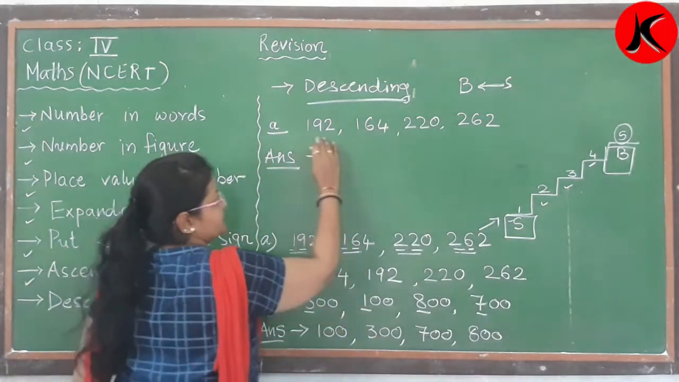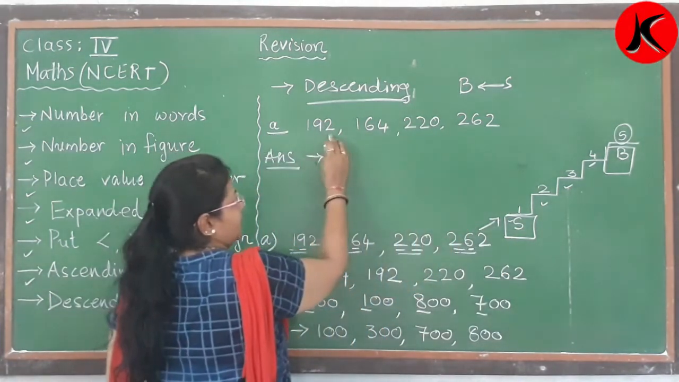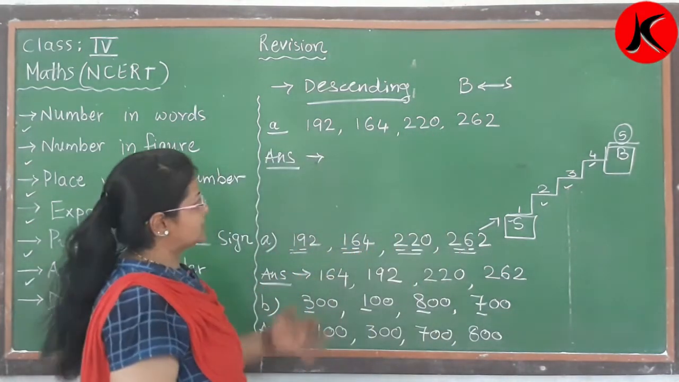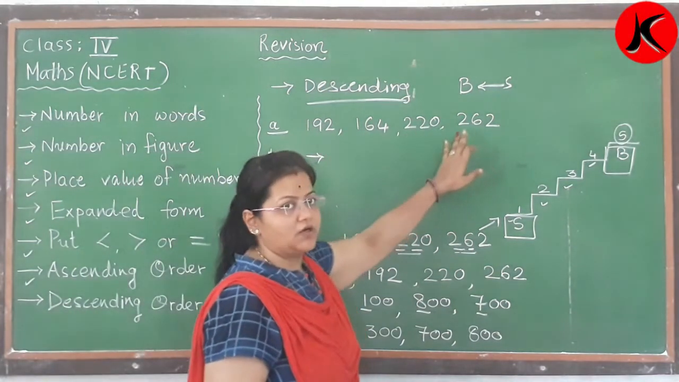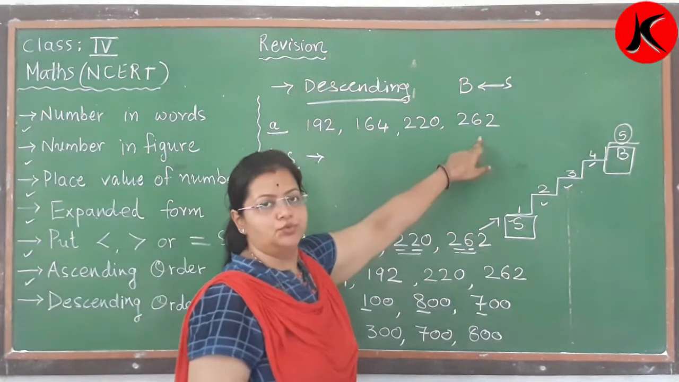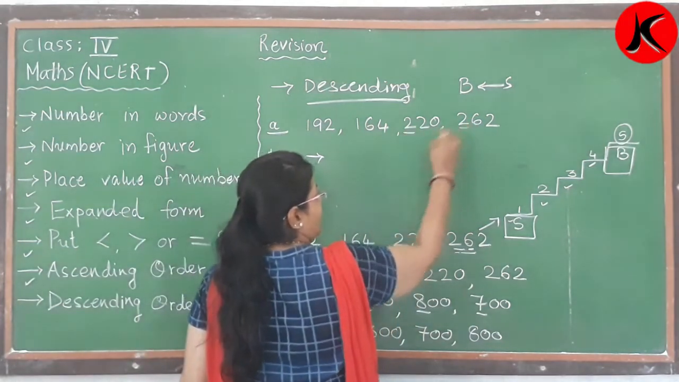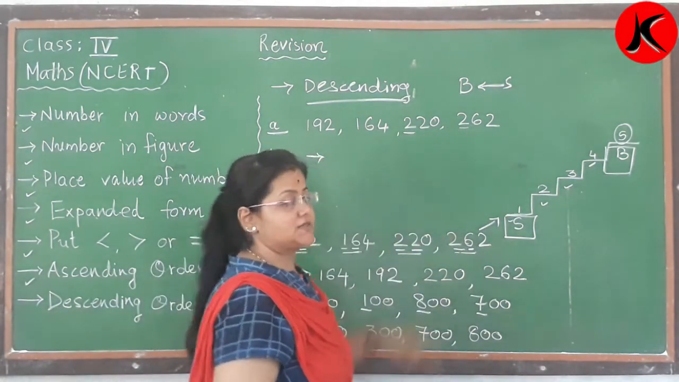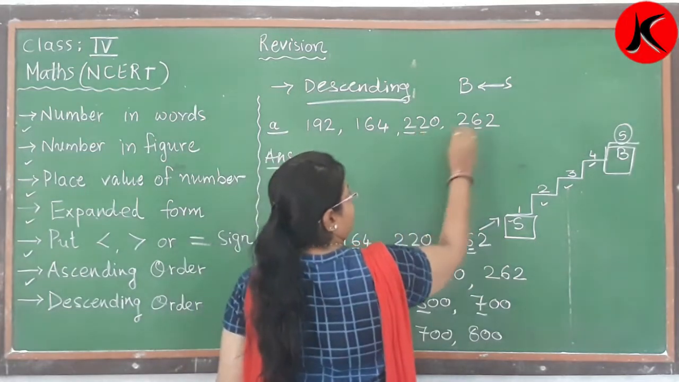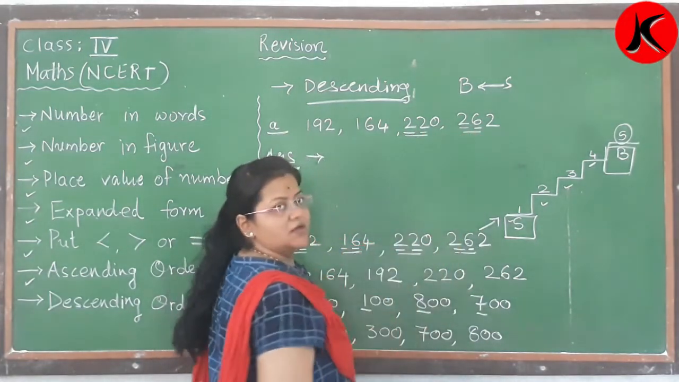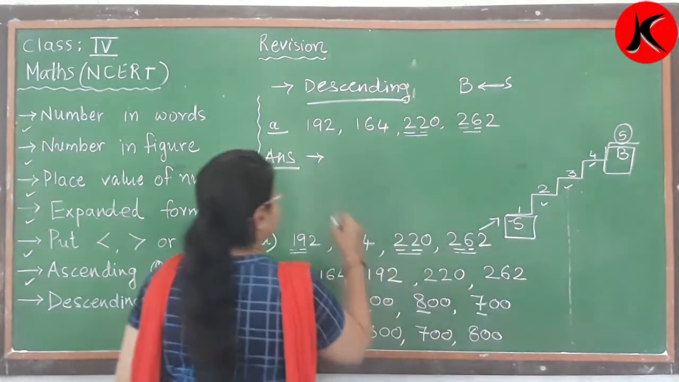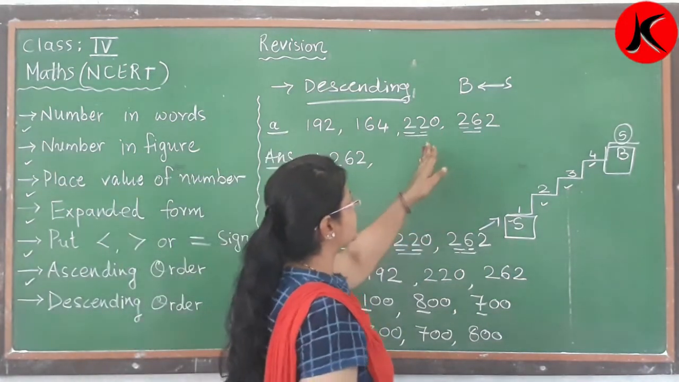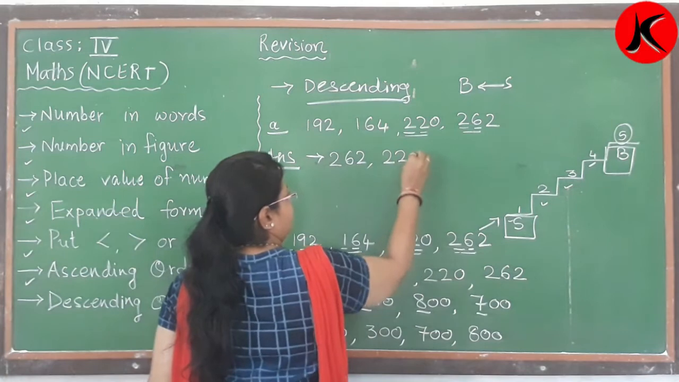Okay? So here, which is the bigger number? 192, 164, 220 and 262. So same pattern. First digit you have to see on the 100's place. 1, 1, 2, 2. So 2, 2 is the bigger number. Now compare both the numbers. On the tens place, here 2, here 6. So which one is the bigger number? 22 or 26? So 26. So this one is the bigger number, 262. Now less than this number is 220.